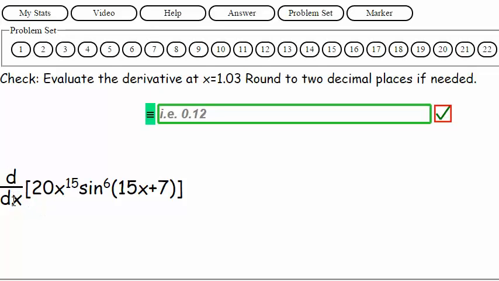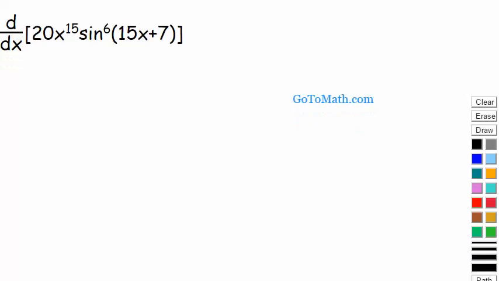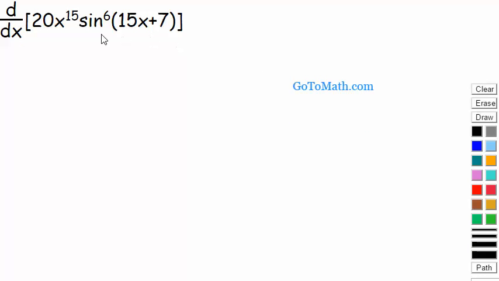Alright, so d over dx means we want to take the derivative of this guy right here. We have 20x to the 15th, sine x raised to the 6th, of 15x plus 7.